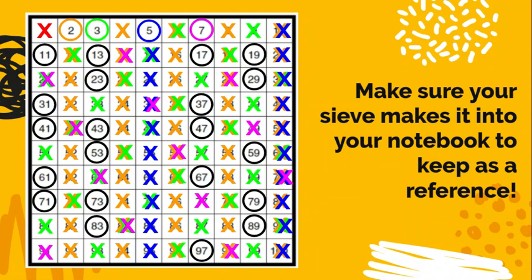All right, you are finished and have completed your Sieve of Eratosthenes, and you now have a reference that you can keep in your notebook of all the prime numbers. That is going to be super handy. So please make sure that your Sieve makes it into your notebook. You are going to want it, I guarantee.